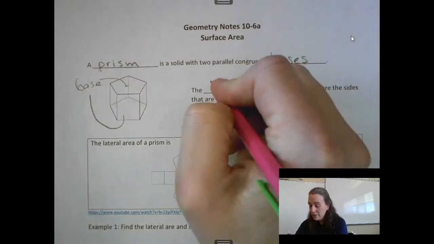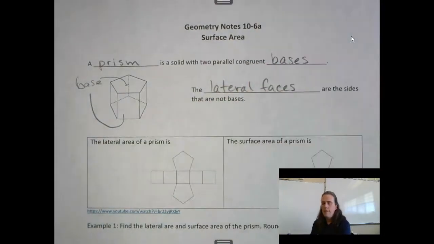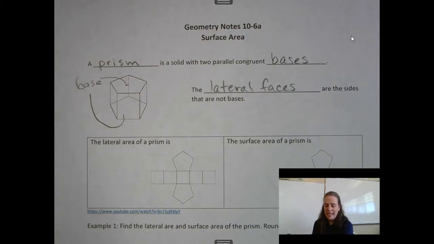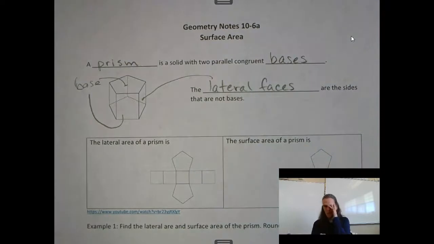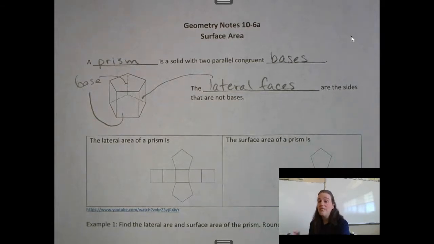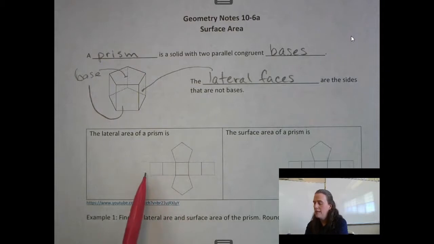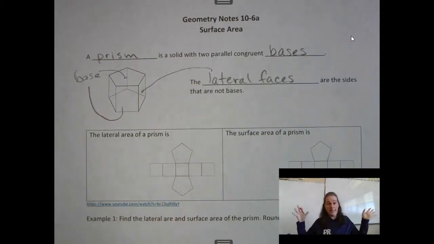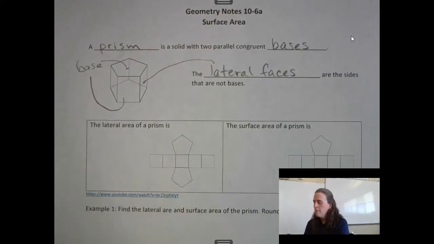It also has lateral faces. And that would be these side pieces, which are generally going to be squares that are connecting everything. Okay, to find the surface area of a figure like that, think about flattening it out. So if we bent the top up, we bent the bottom down, and we laid out all those lateral faces next to each other, this is what it would look like. This is like the net for it.